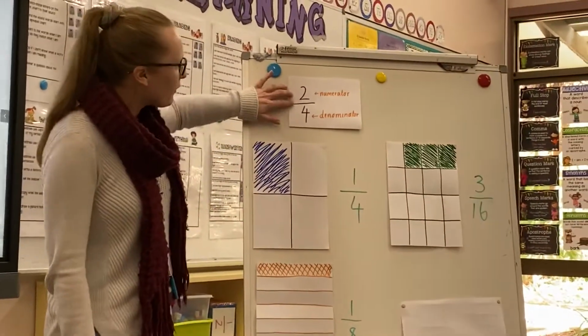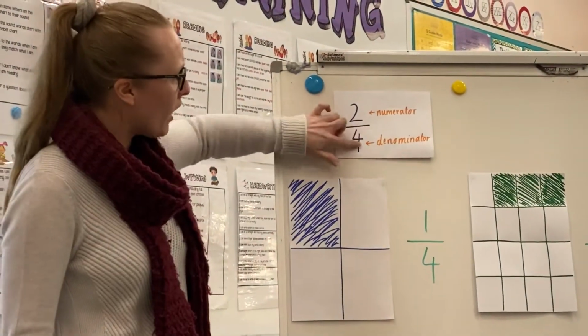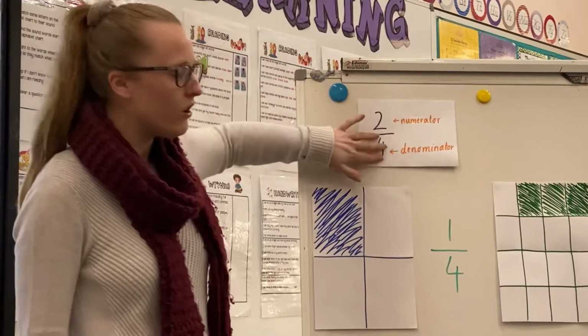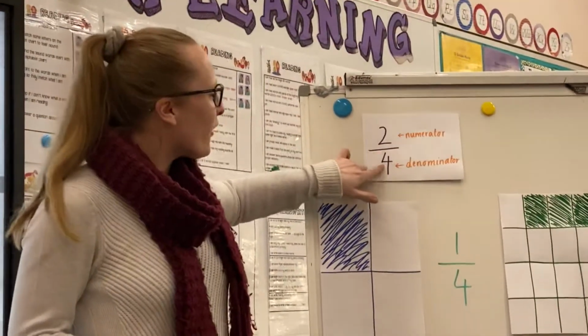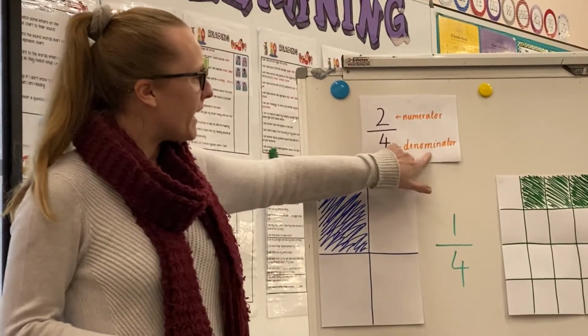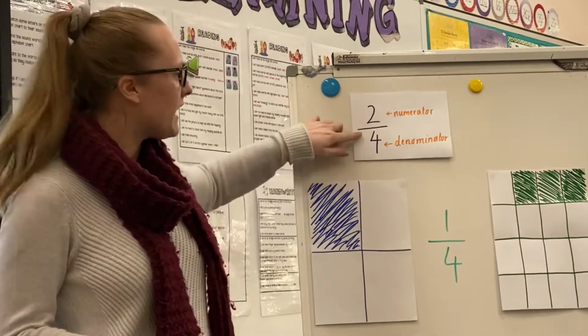So if you have a look up here at this fraction, you'll notice that I've named these parts right here on your fractions, though you won't see these names. You just have to remember them. So down here, we talk about the denominator. You can remember this by thinking D for down. That's how I remember it.